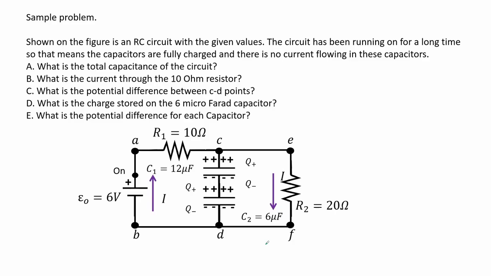For letter A, what is the total capacitance of the circuit? For letter B, what is the current through the 10 ohm resistor? For letter C, what is the potential difference between CD points? For letter D, what is the charge stored on the 6 microfarad capacitor? For letter E, what is the potential difference for each capacitor?